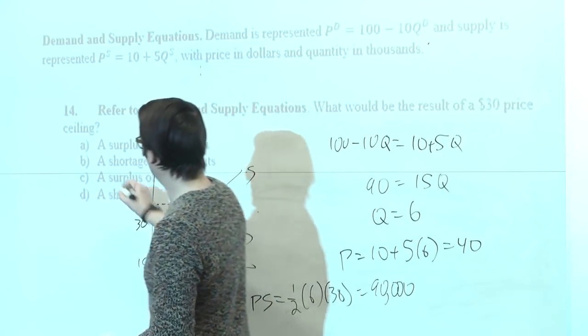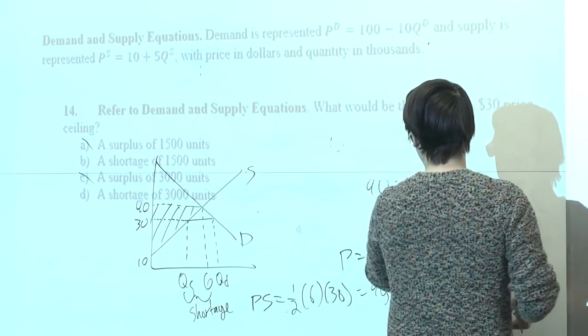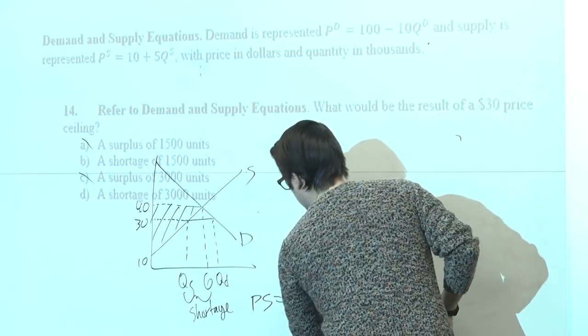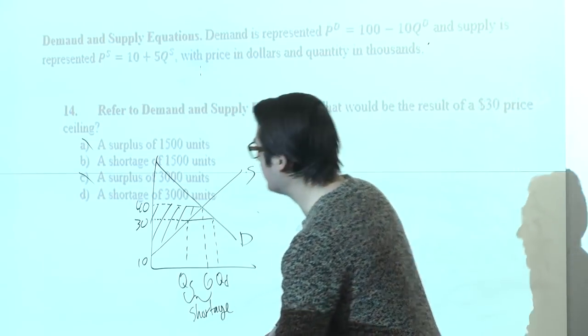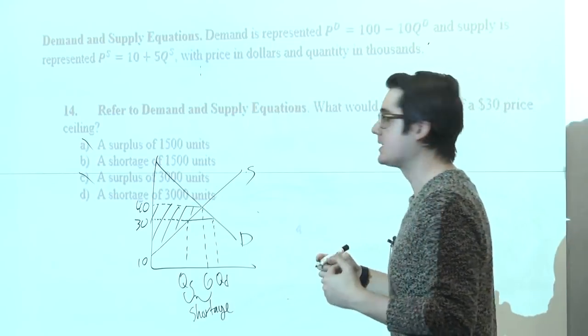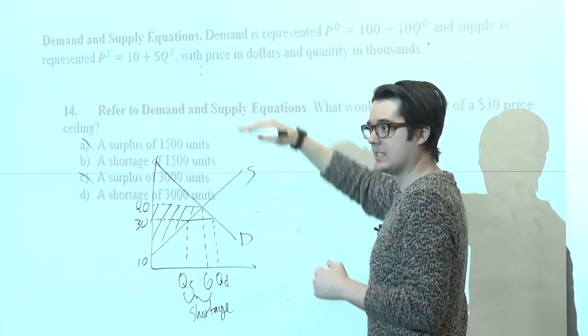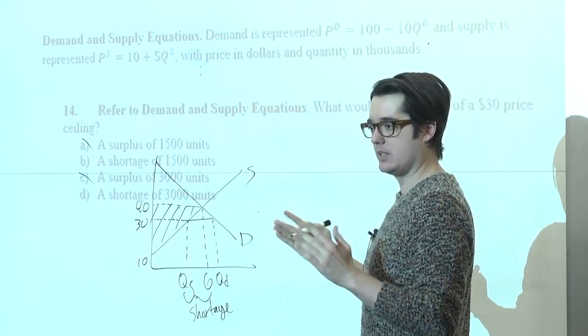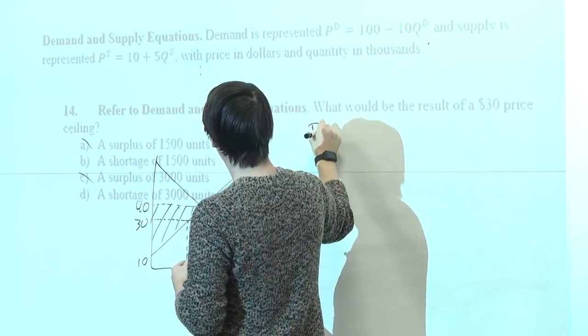All right, so I'm just going to go ahead and cross off A and C. Now to get the size of the shortage, we're just going to take that price and plug it into both our demand and our supply equations and see what our quantity demanded and quantity supplied are at that price. Okay, so let's start with supply.